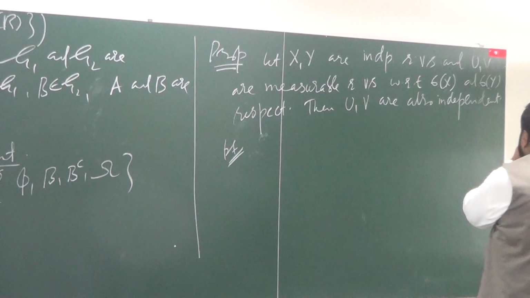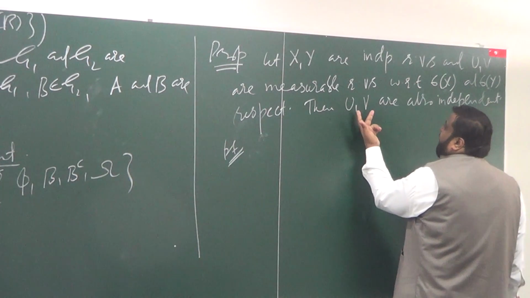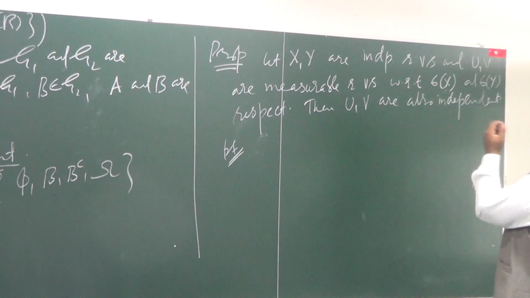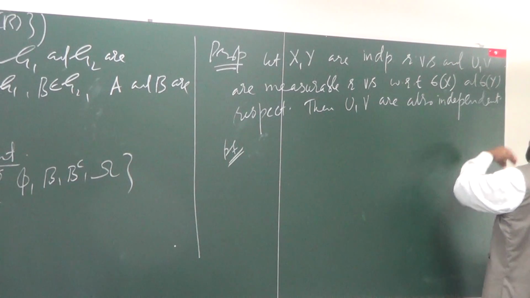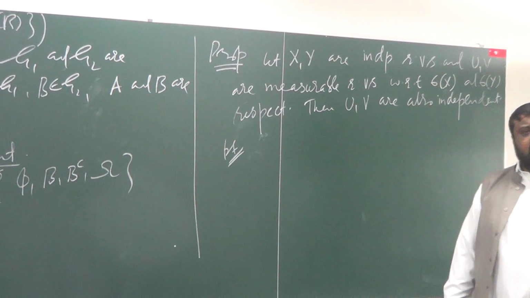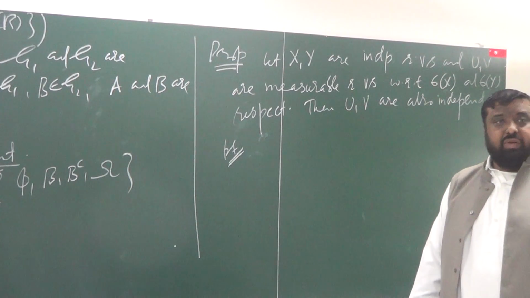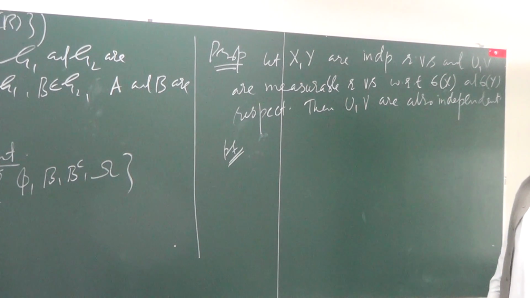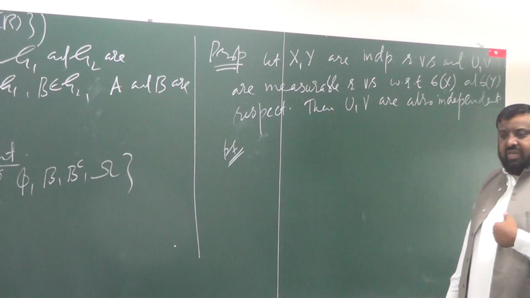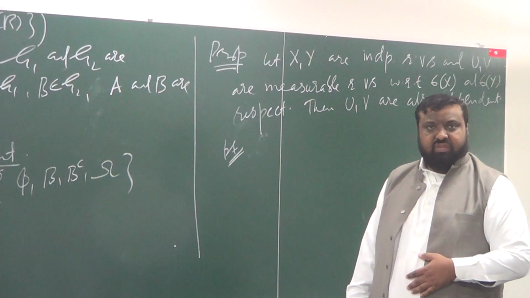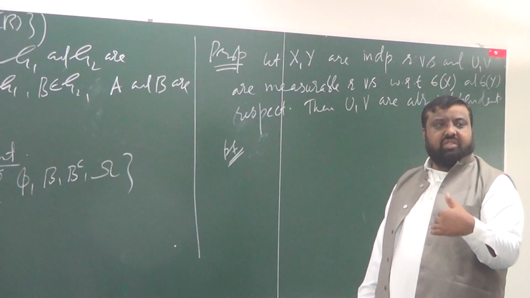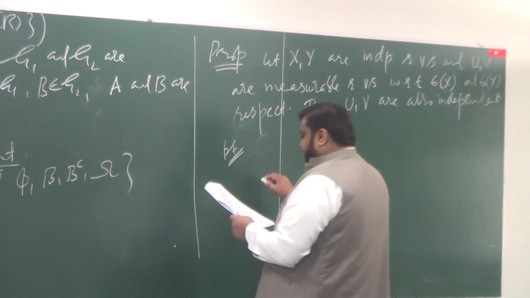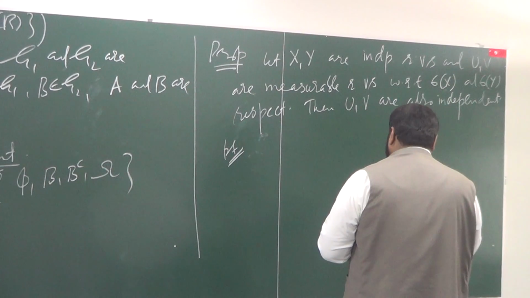By the way, what do we mean by u and v being measurable with respect to the sigma field generated by X? What is the meaning of u being measurable with respect to one sigma field? You take the inverse images of the Borel sets, and they must be in the sigma field.